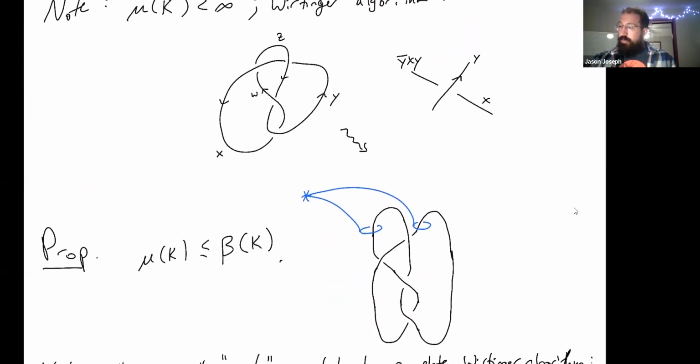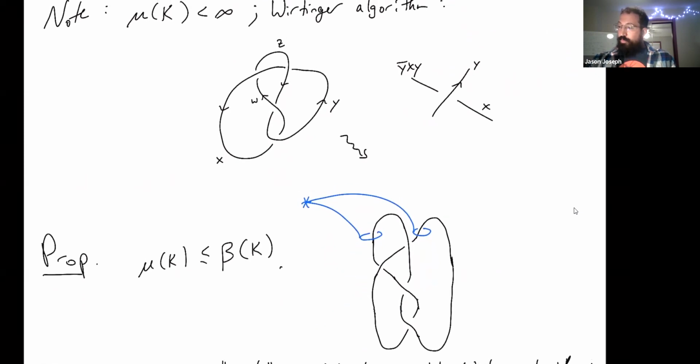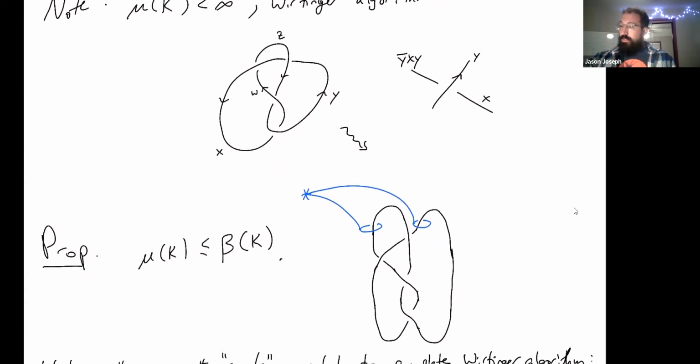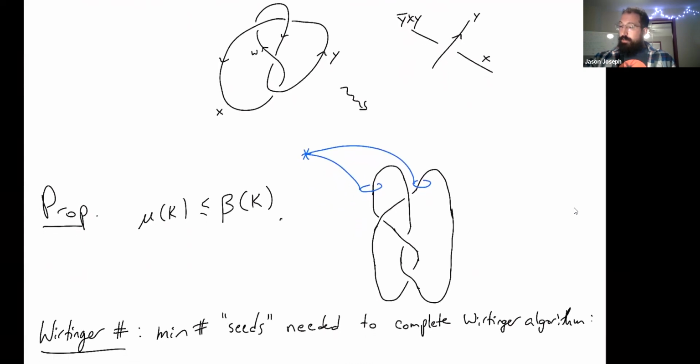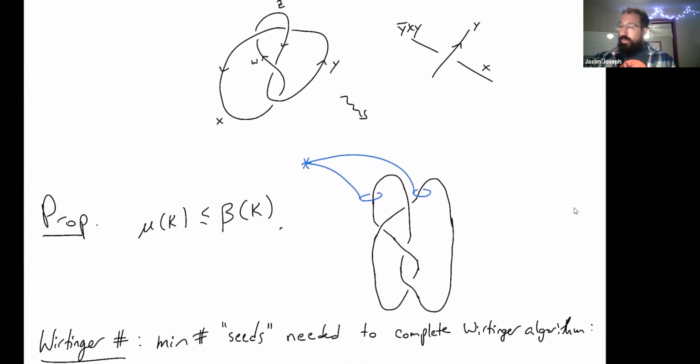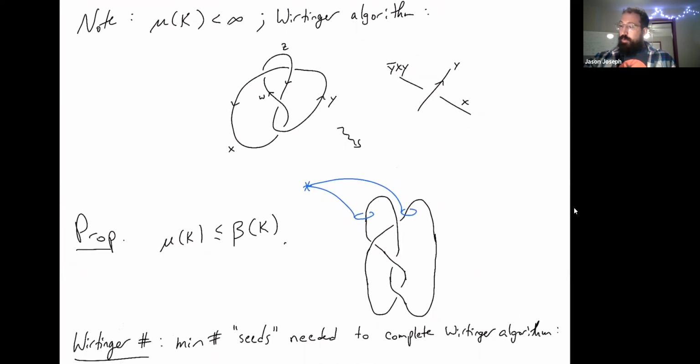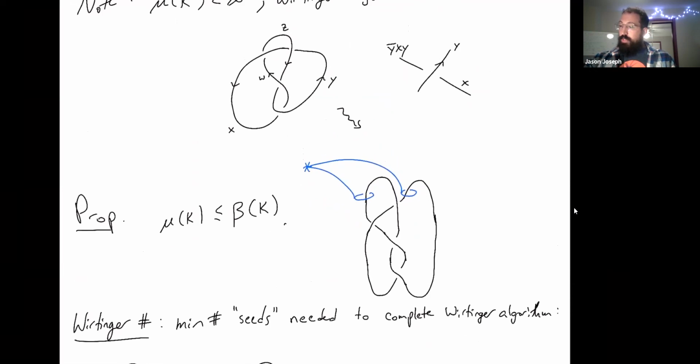If your knot is in bridge position, it's not too hard to see that if you take a meridian to each of the maxima, they will generate the knot group. So the meridional rank is a lower bound. After those two little bridges, it's just a braid, and then they meet up at the bottom. Those two meridians will generate. The meridional rank conjecture is about whether or not this is always true.